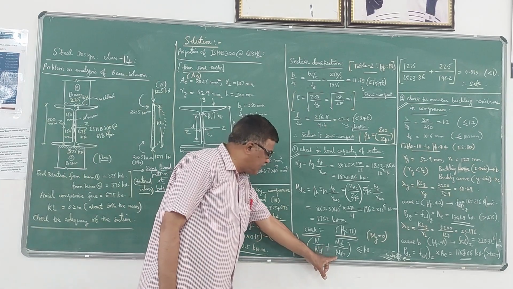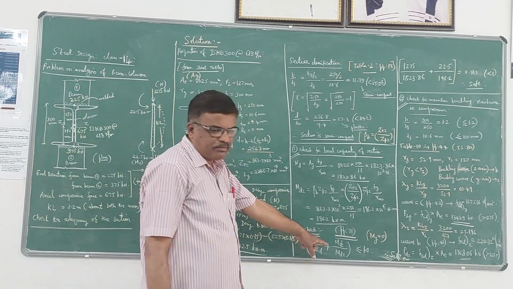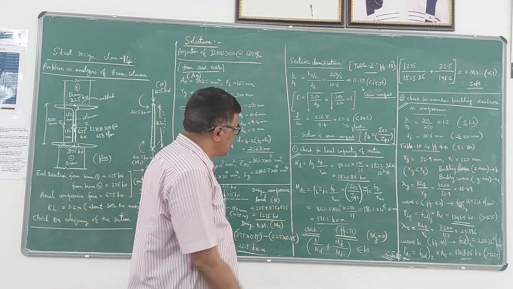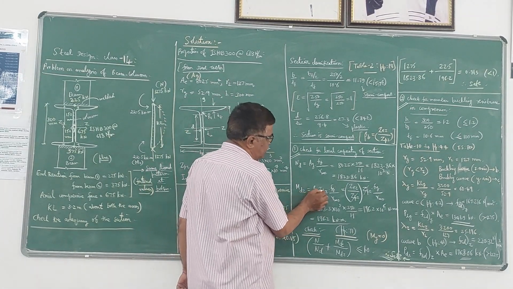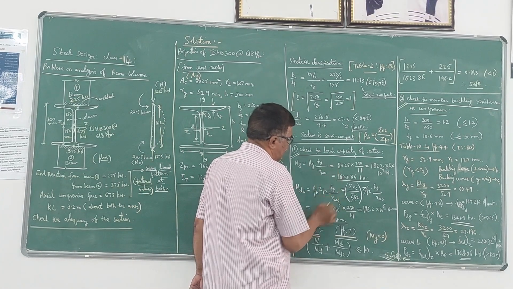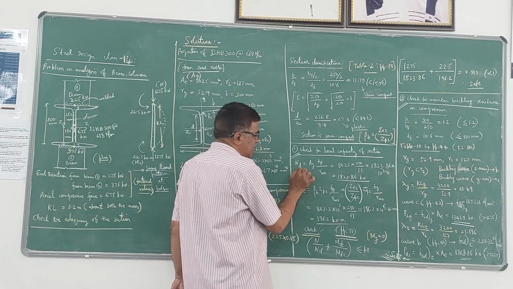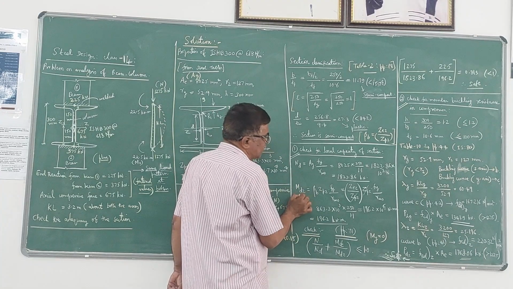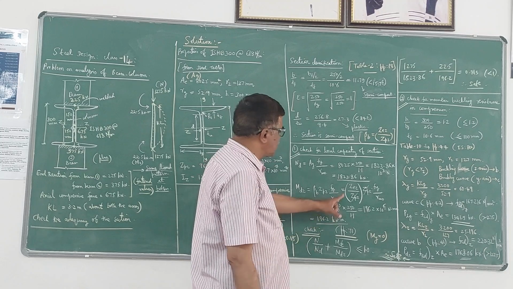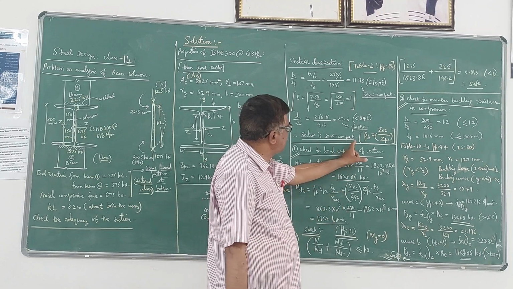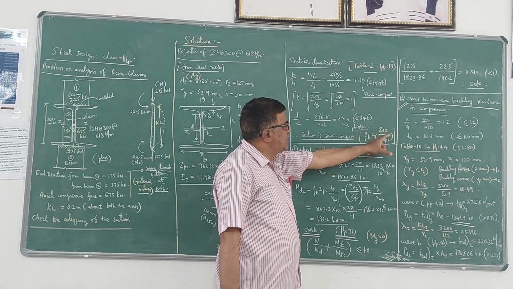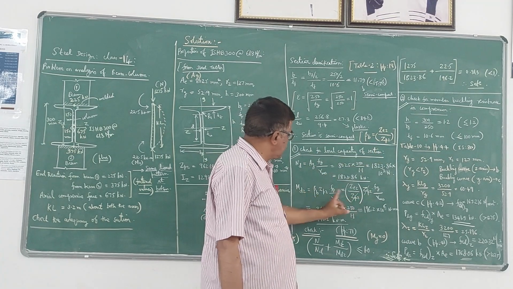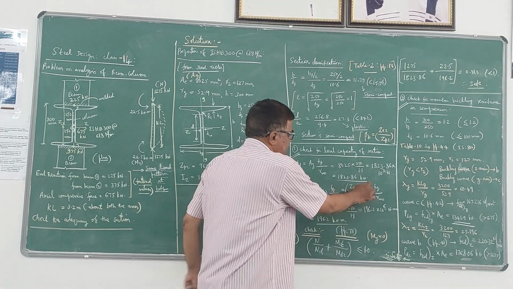Similarly, I will find this Mdz. This is the design bending strength. Design bending strength is given by beta b into ZPZ into Fy by gamma m0. See here, this takes care of the compression, this takes care of the bending effect. So beta b, since it is a semi-compact section, beta b is ZEZ by ZPZ into ZPZ into Fy by gamma m0. This gets cancelled.